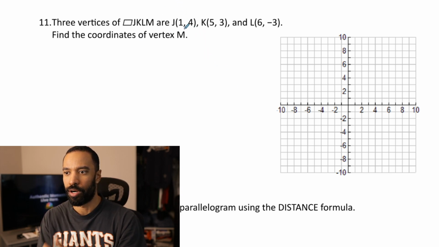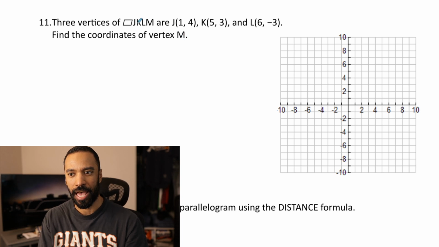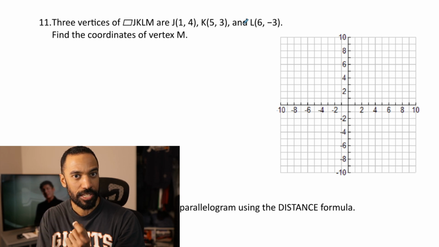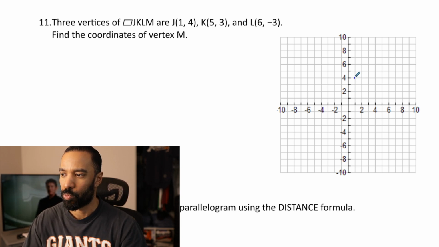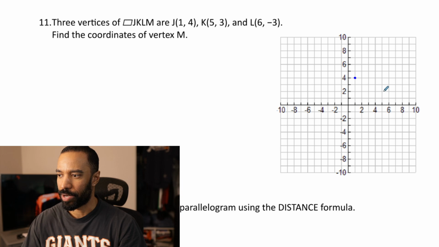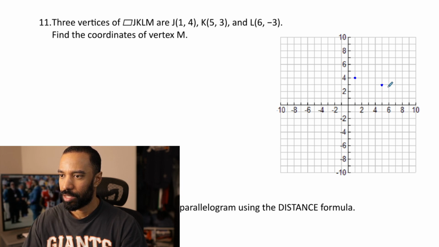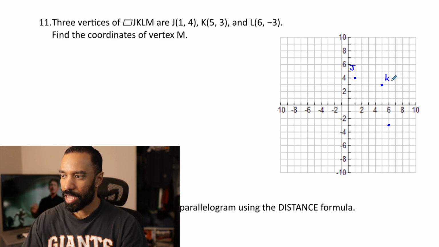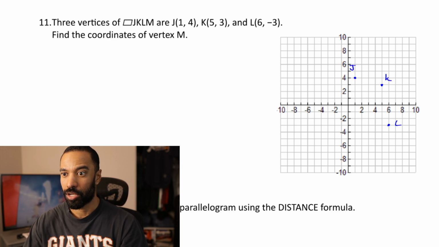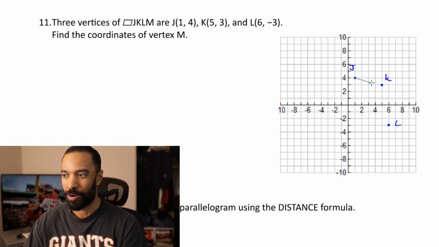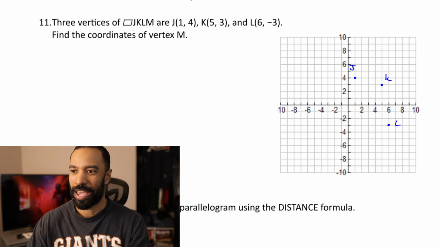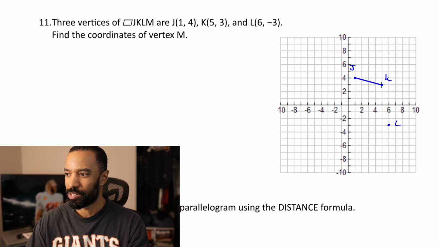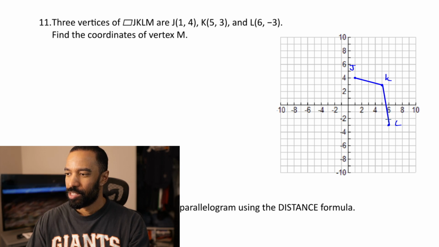So the same thing as before. We have J, K, and L. We need to find M. It's a parallelogram written as J, K, L, M. So J to K to L need to connect in that way. So I got J as 1, 4, K as 5, 3, and L as 6, -3. J, K, L. And they do connect in that way, so we're going to find M in this other slot after we work out a slope. So check it out.